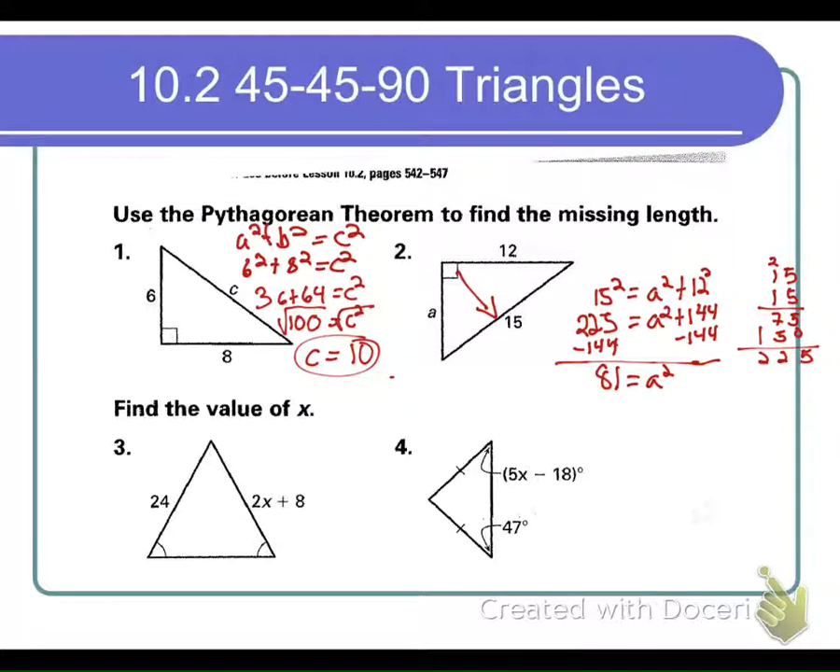So we're going to square root both sides to solve for a. A equals what? 9. It's a perfect square. If you did not remember that they were perfect squares, you could go through our tree, circle the ones with buddies, and it would end up being 9.